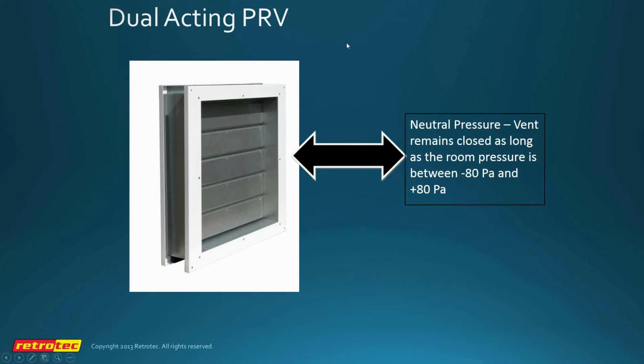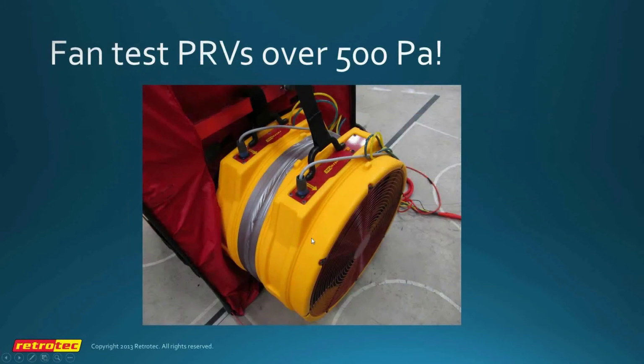This is a slide of a dual-acting pressure relief vent. So whenever we're installing a halocarbon, these are the most efficient vents to install because they allow the pressure to be relieved in both directions. This shows one of our latest products, I guess, which is what we call the contra-rotating fan, which is 2 of our high-power fans connected together, and it has the blades going in opposite directions, which is something that we use in order to measure pressure relief vent performance up to 500 pascals and about 4,000 or 5,000 CFM.